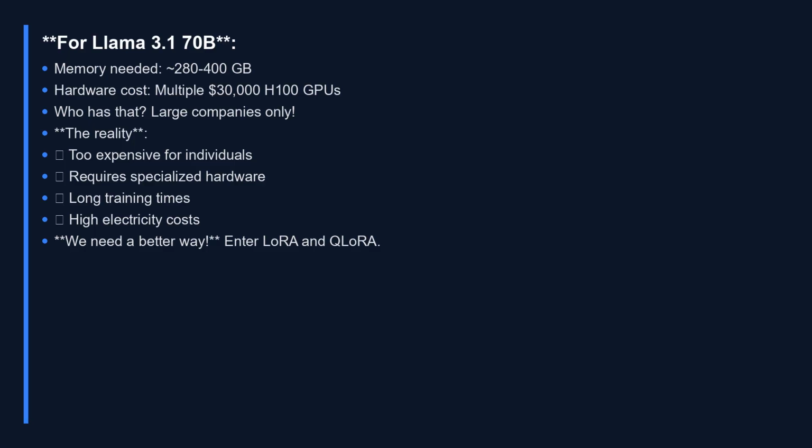Scale up to Llama 3.1 70B and the numbers become almost comical. 280 to 400 GB of training memory, requiring multiple H100s running in parallel. That's infrastructure that only large companies can afford. For the rest of us, full fine-tuning is simply not on the table. Training times are long, electricity costs are real, and the hardware doesn't exist in most budgets. That's exactly why LoRA and QLoRA were invented, and why they've become the standard approach for everyone outside a hyperscaler.